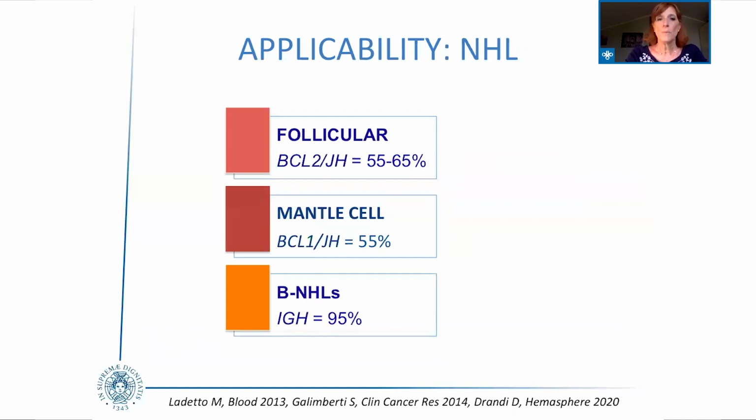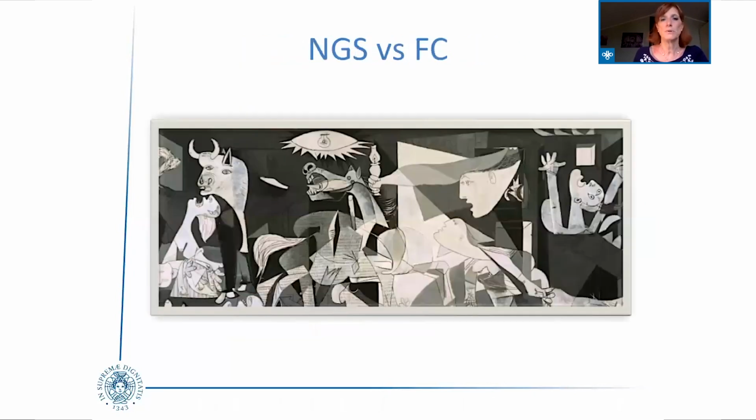About non-Hodgkin lymphomas, we know that specific rearrangements such as BCL2-JH for follicular lymphoma and BCL1-JH for mantle cell lymphoma are useful in about half of our patients. So it's better to use the IGH rearrangement that allows to reach a marker for more than 90% of cases. So probably NGS is better than ASO-PCR, but what about the fight of NGS against NGF?